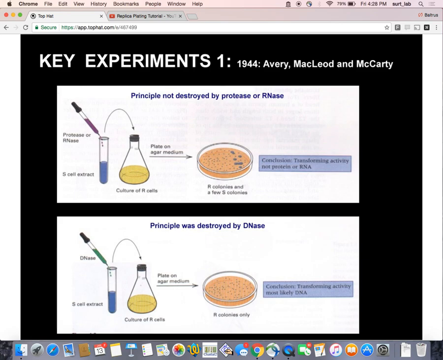It actually took like a decade for people to believe this, because, speaking as a person that writes papers, reviewers and critics are harsh on you sometimes. Basically the critique of these experiments was that, well, you put in proteases, but you can never really get rid of all the proteins. Or you put in RNases, but you can't really be sure that all of the RNA is gone. So even though it's a clear experiment as we present it, it took a while for this to be believed.